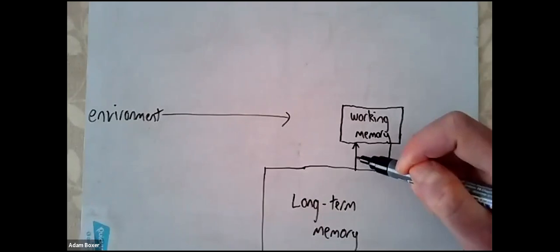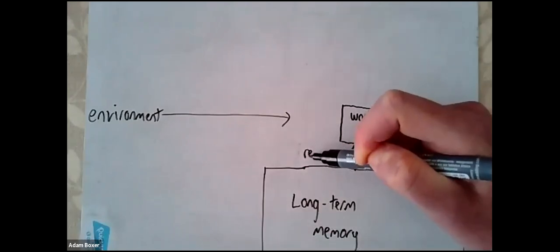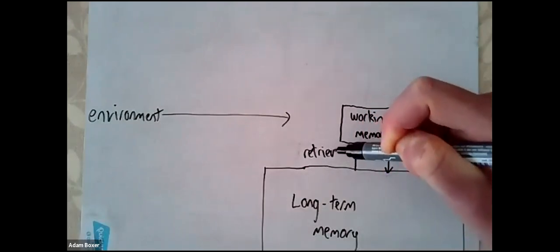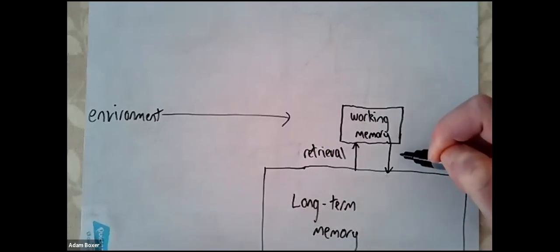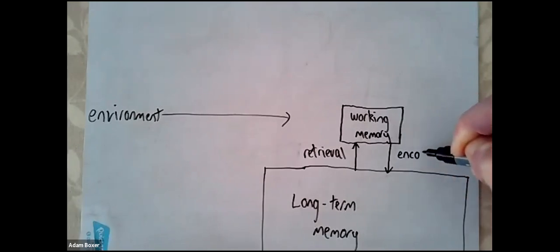This arrow is often called remembering or retrieval. This arrow is often called learning, and to simplify a bit, it's also often called encoding. And I am simplifying, but it's going to be a useful word for us later, called encoding.